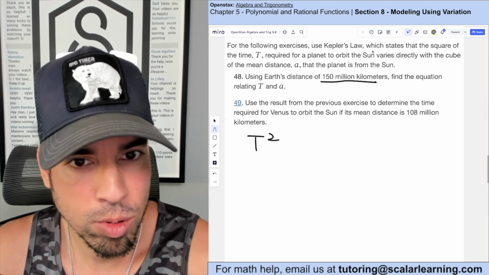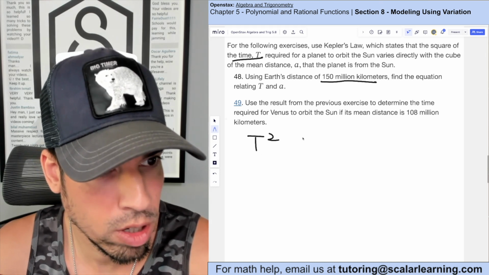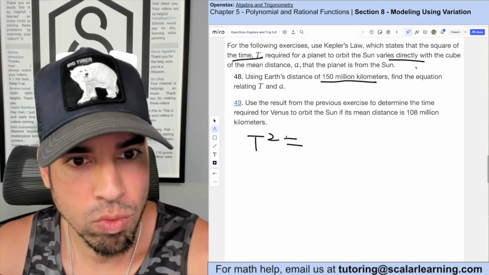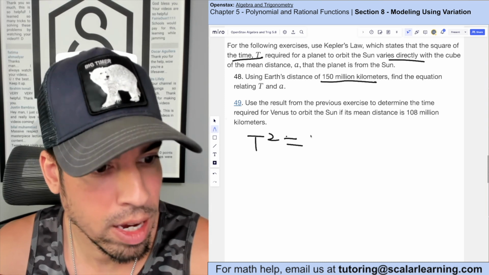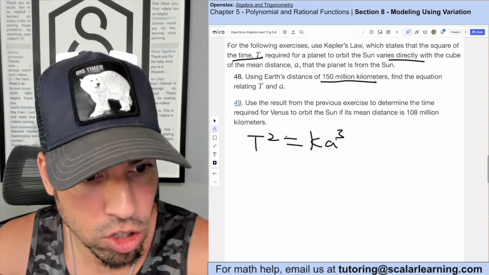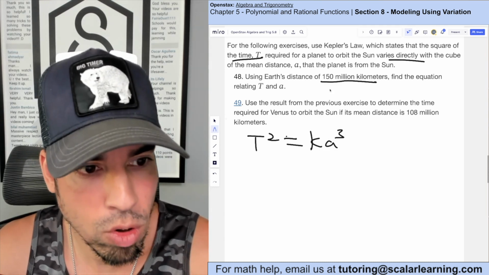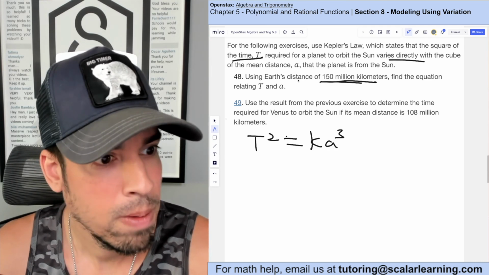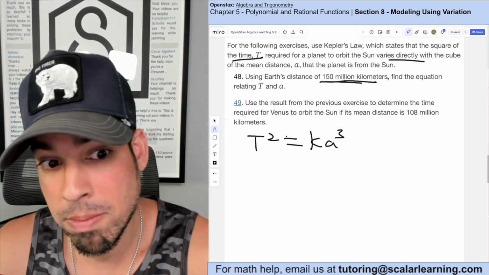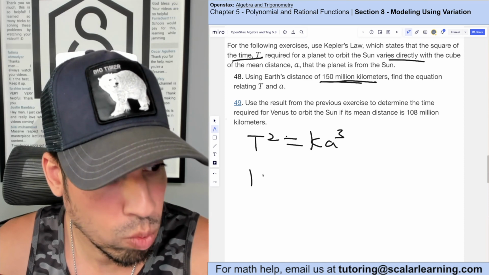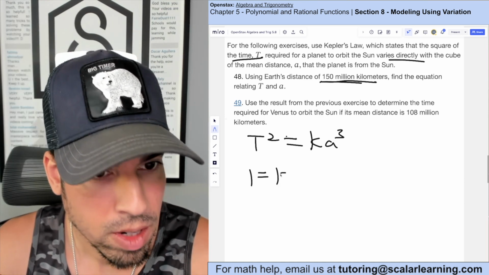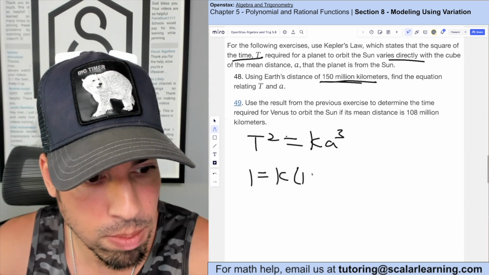It says Kepler's law says the square of time, t squared, varies directly with the cube of a. So t squared equals k times a cubed. And we can use this to now solve for k with this information. It says using Earth's distance of 150 million kilometers, and that's for 1 year. 1 squared is just 1, times k times, and we'll just keep it as 150.